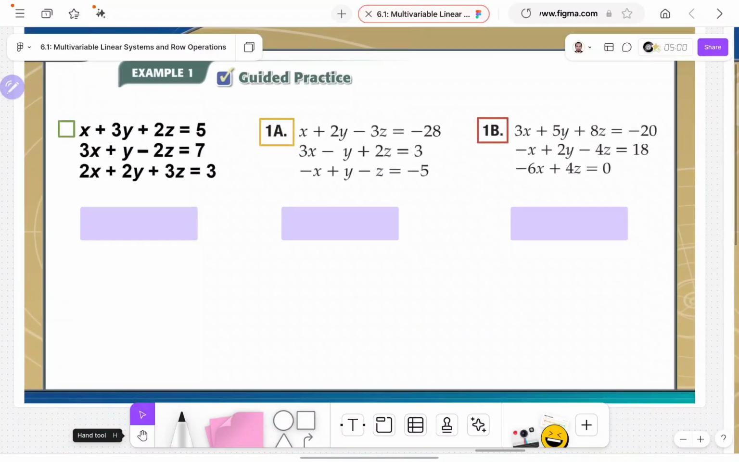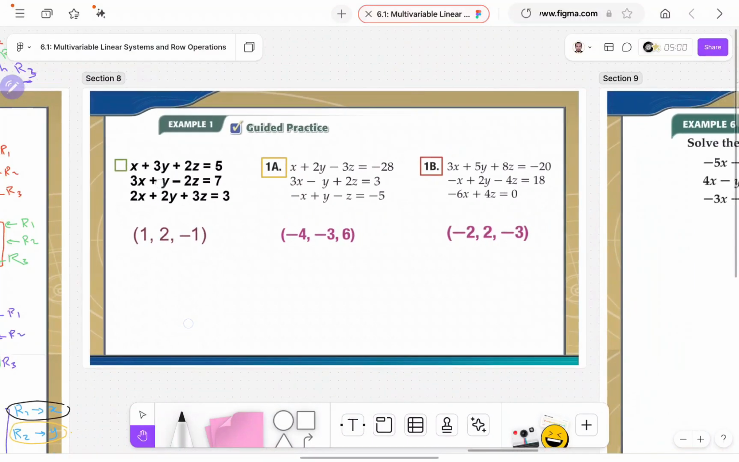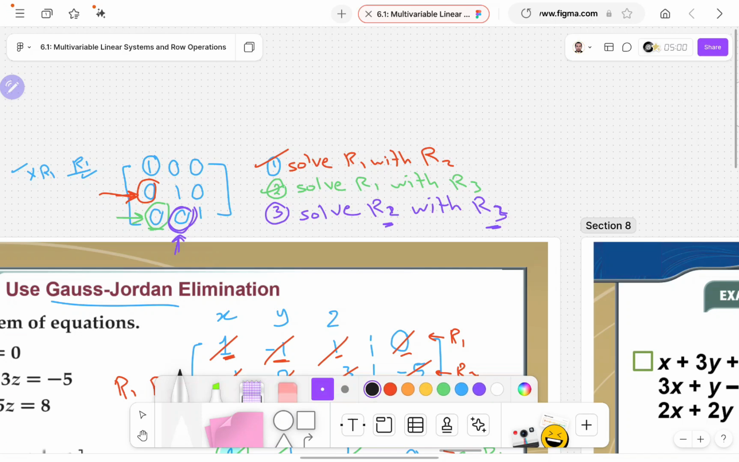Now it's your turn. Try to solve this equation, and always start by using the same way that I told you here. Solve row 1 with row 2, solve row 1 with row 3, solve row 2 with row 3. So first solve all of them.